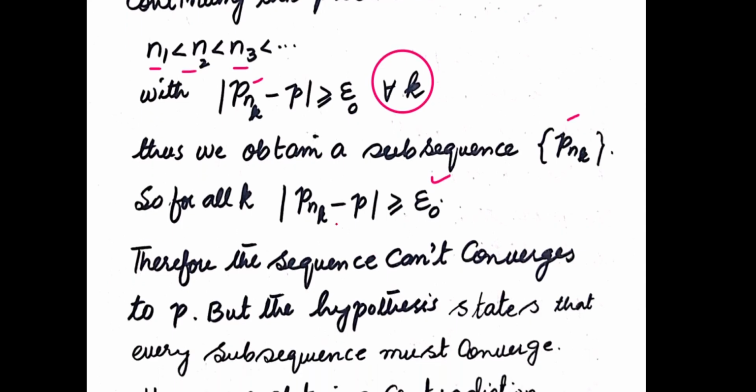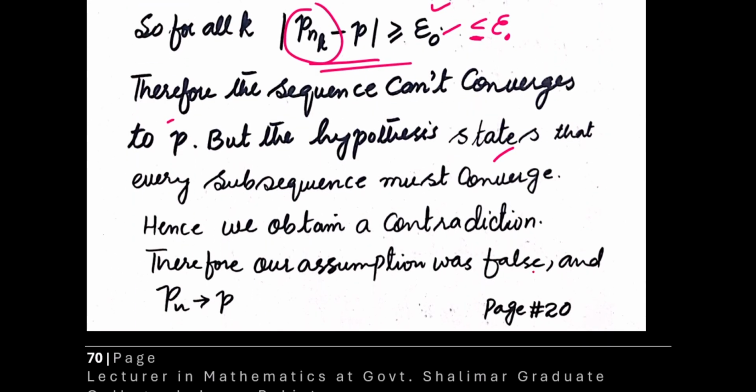Therefore, what does this definition show? This definition shows that the subsequence cannot converge to p, but the hypothesis states that every subsequence must converge. But this shows that your subsequence p_nk does not converge, because for convergence this should be less than epsilon naught. Hence we obtain a contradiction. Therefore our assumption was false, and hence my pn approaches p here.